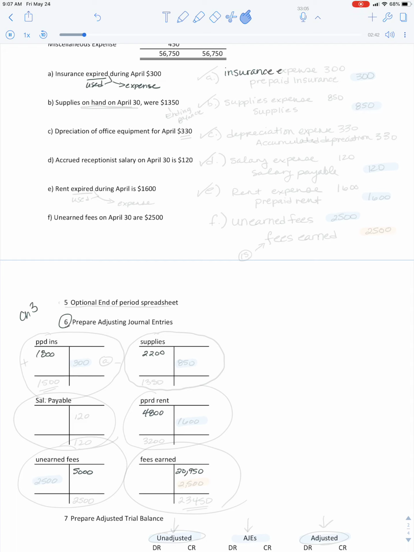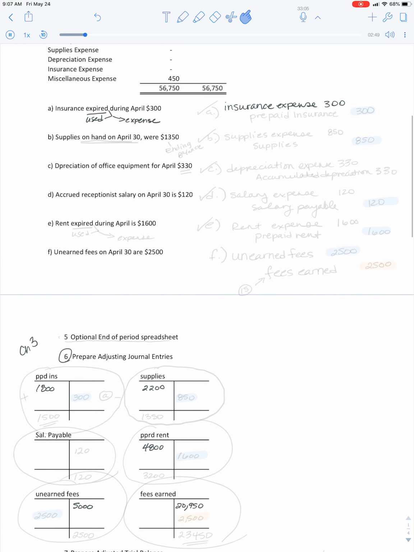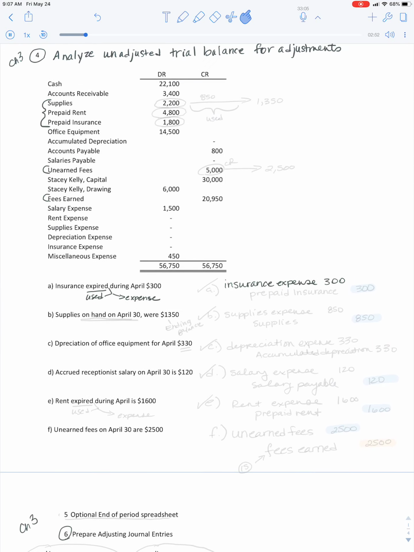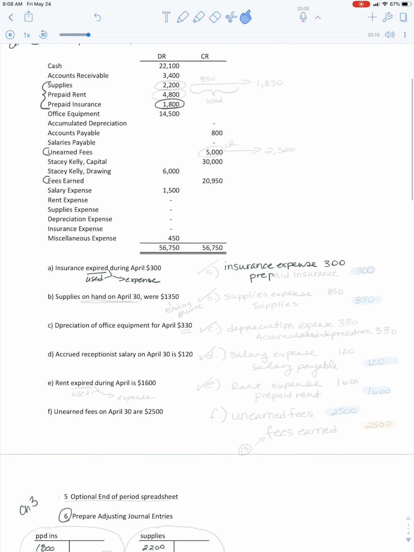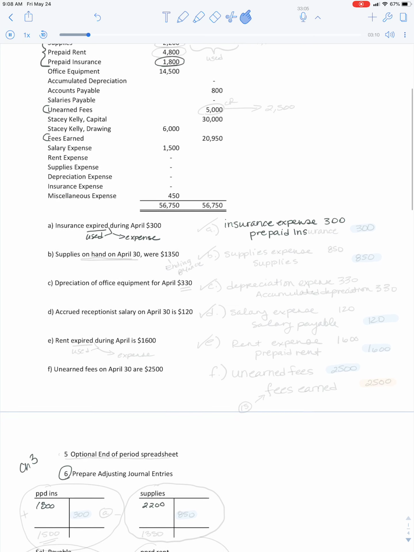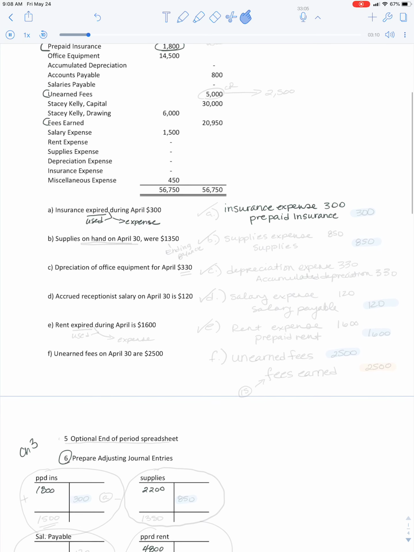What is your credit? Well, when we paid for this insurance, we put it in this account here for $1,800. And we said over the months that we use it, we will put it in expense. So it's sitting in that debit balance of prepaid insurance. So now that we've used $300 of it, we can take it out of prepaid insurance with a credit. Since prepaid insurance is an asset, it's normally a debit. So decreasing it, you do that with a credit.